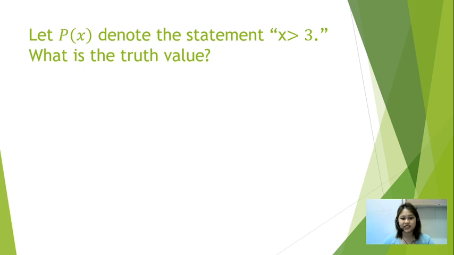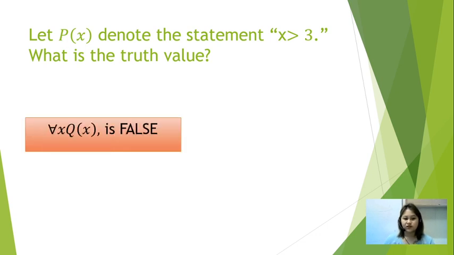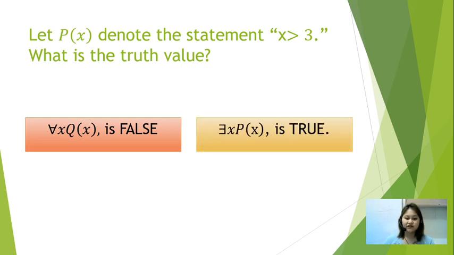Since this same problem is given to universal and existential quantifiers as an example, let P of x denote the statement x is greater than 3. So what is the truth value? For the universal quantifier, it is false. And for the existential quantifier, it is true.